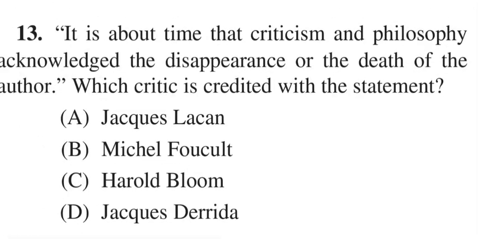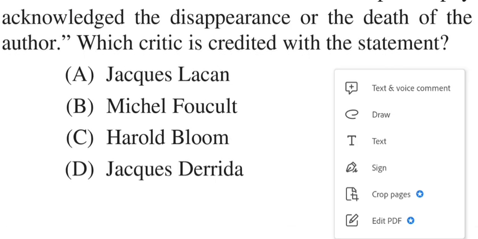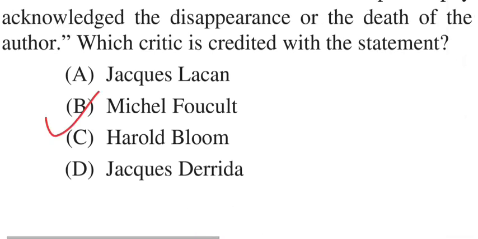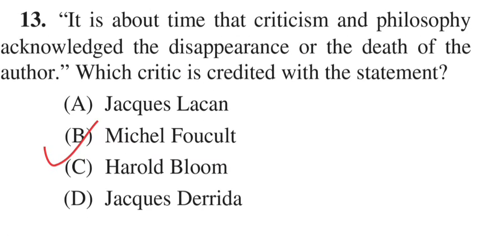Number 13, it says, it is about time that criticism and philosophy acknowledge the disappearance or the death of the author. Which critic is credited with the statement? Jacques Lacan, Michel Foucault, Harold Bloom, Jacques Derrida. Correct answer is number B, that is Michel Foucault. Michel Foucault was the person who said it is about time that criticism and philosophy acknowledge the disappearance or the death of the author.